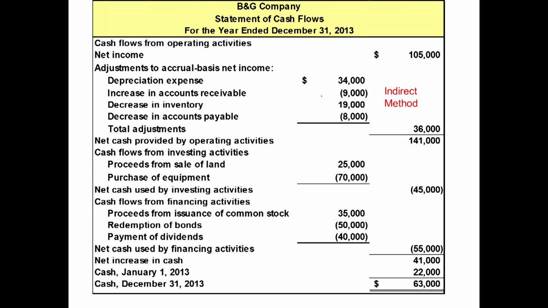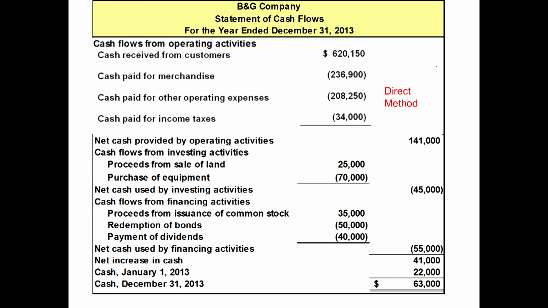Here's a couple slides I did not have in your handouts, but just look at them, okay? This is a cash flow statement, and this is the indirect method. And you can see the 141,000, the 45,000, and the 55,000, right? We talked about how there's the indirect method, which it says right there. And then we talked about how there is the direct method, right?